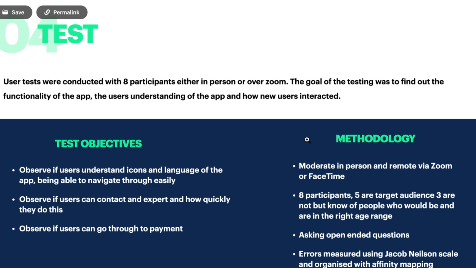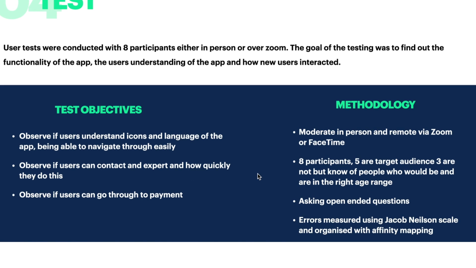And then we move further down. So here we've got testing. After the mid-fidelity prototypes, we started to test. We did this with 8 participants, some in person, some on Zoom. The goal was to find out about the functionality of the app, the user's understanding of the app and how they interacted. So the methodology was we tested, again, over Zoom or FaceTime or in person. We had 8 participants and they were in the right age range. Some were target audience, some were not, asking open-ended questions. And then we measured the errors using the Jakob Nielsen scale and organised with affinity mapping.